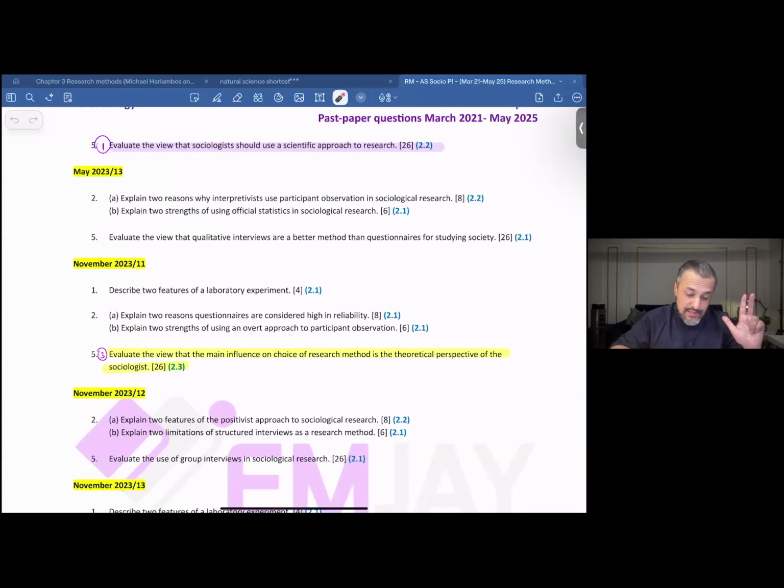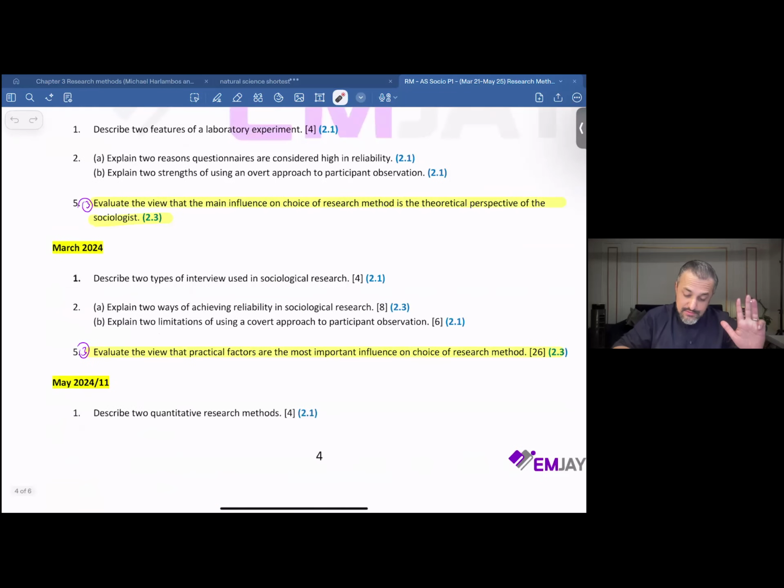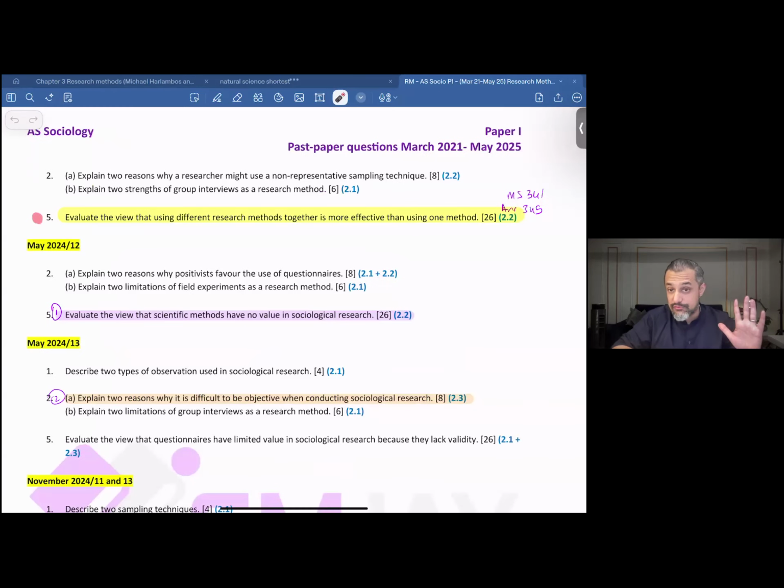And if we take this ahead, in May, June 2022, variant 1.2, that is the Zone 4 Pakistan paper, evaluate the view that sociologists should use the scientific approach to research. That is 4 times, a 26 marker. Taking it further, we've had a 26 marker on this again, the fifth time.